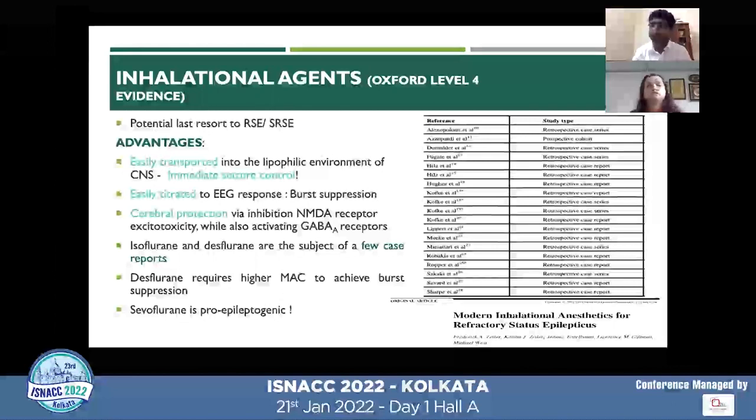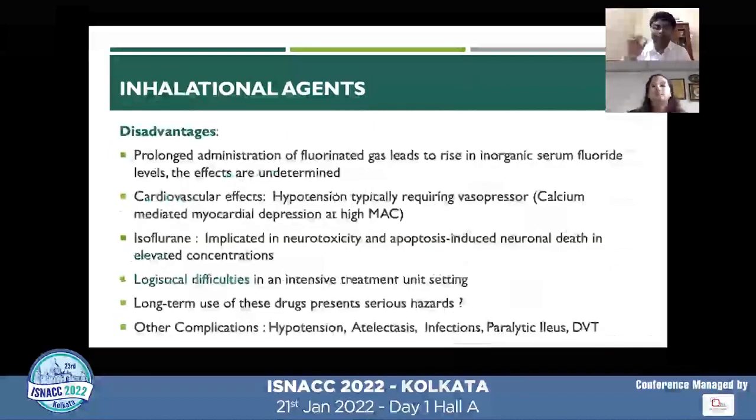Isoflurane and desflurane: there are many case reports and very few case studies for the use of inhalation agents. Desflurane requires a higher MAC to achieve burst suppression, and sevoflurane being pro-epileptogenic is definitely avoided. What are the disadvantages? When used for a longer time, inorganic fluoride levels may be higher in patients, the effects of which we don't know. Cardiovascular suppression, definitely yes; calcium-mediated myocardial depression is there with higher MACs.